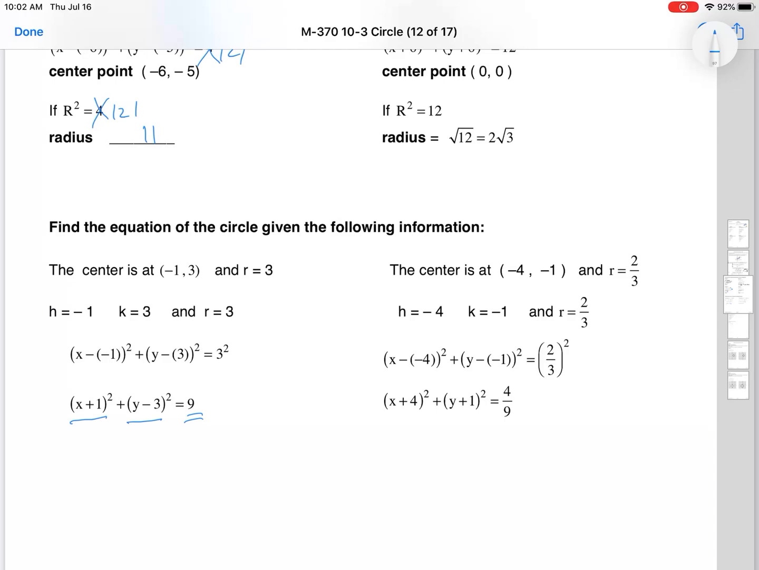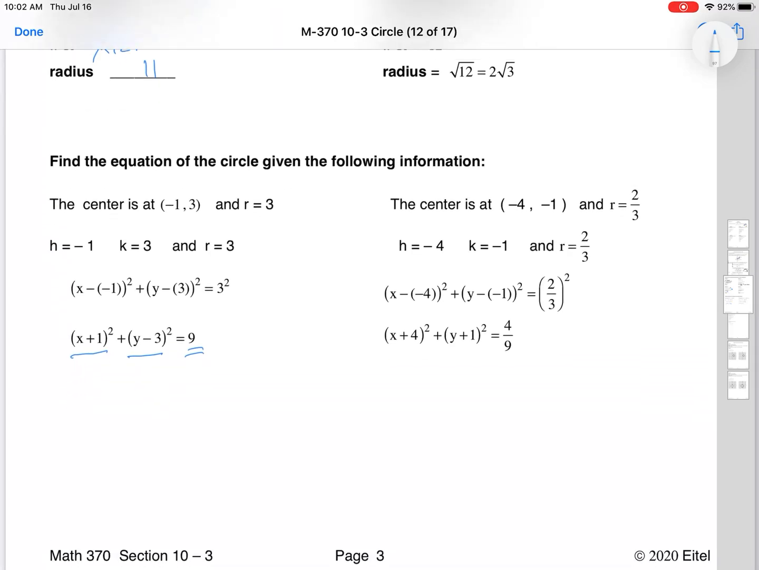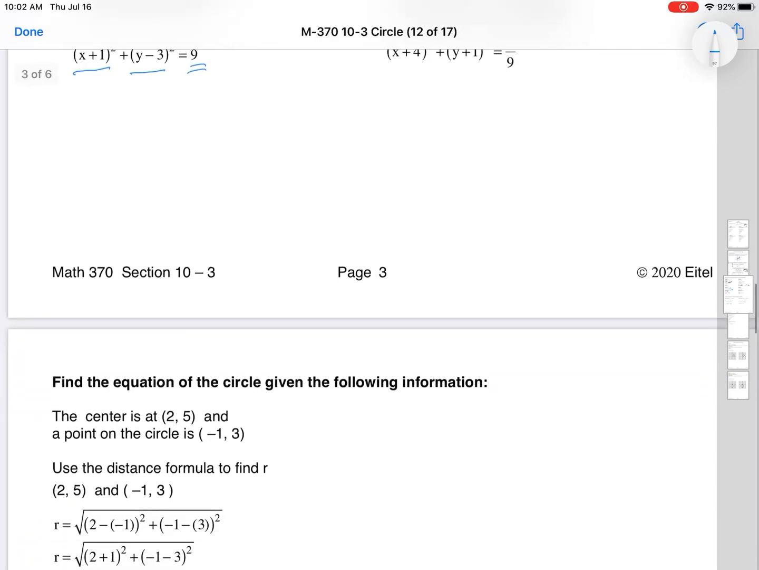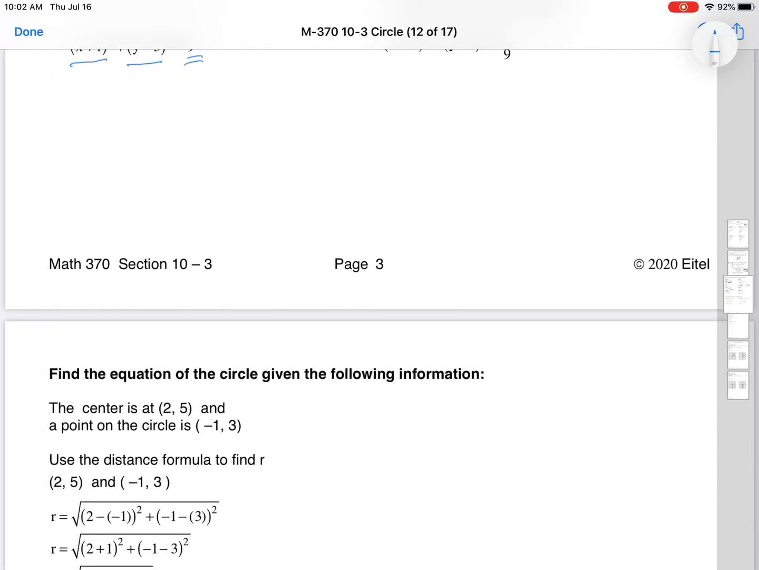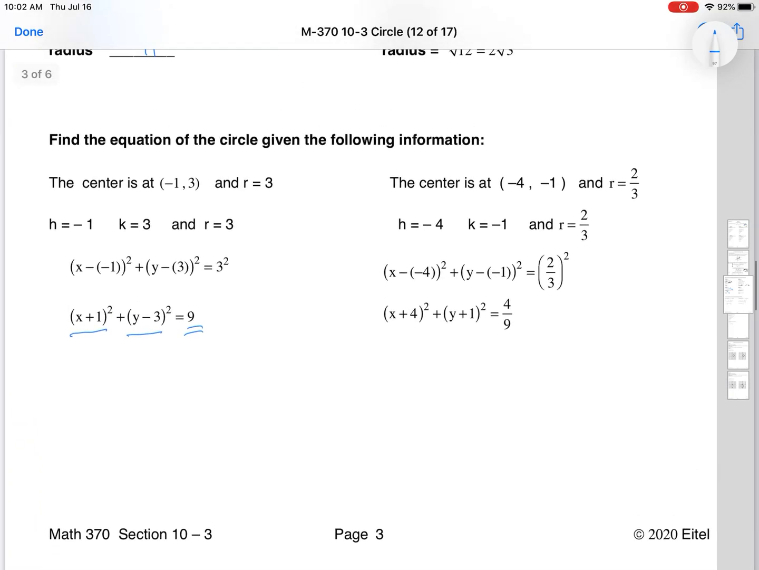Here's a center at -4, -1. So it's a +4 plus 1 in the equation. And we're going to square that radius for 4/9. So it gets pretty easy. This is a great one right here, because what you're finding is, given the center and the radius, you're home free, right? It's 100% like giving you the slope and the y-intercept. You just drop it into the slope-intercept equation and you're finished.